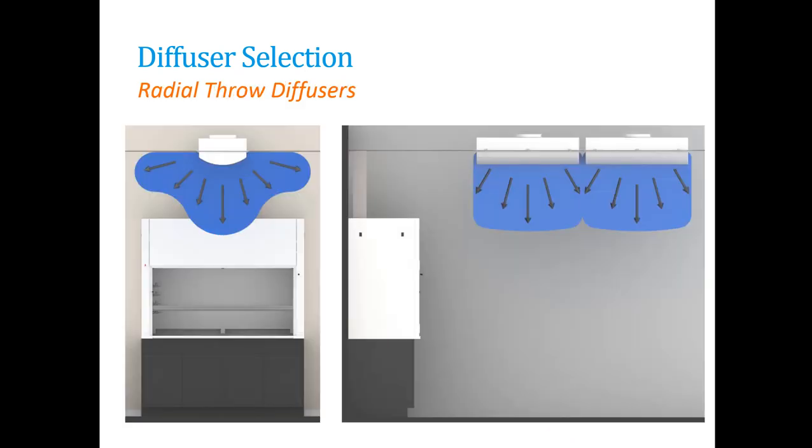The best type of diffuser for this application is a radial throw diffuser. This type of diffuser has the ability to supply large volumes of air to the space with very short throw patterns. They're able to achieve this by inducing significant amounts of room air into their throw pattern and reducing the overall velocity in a very short distance.